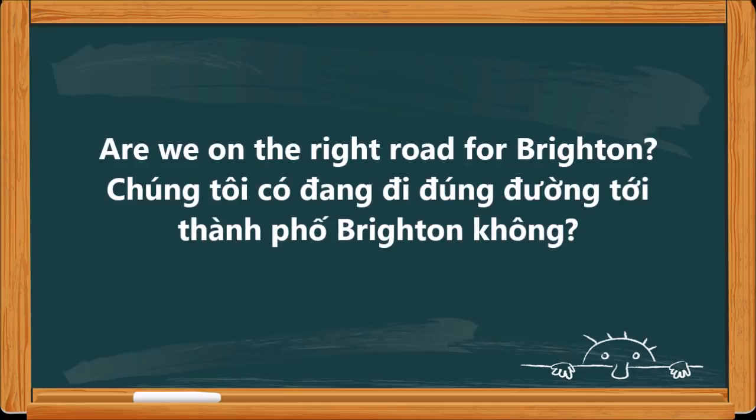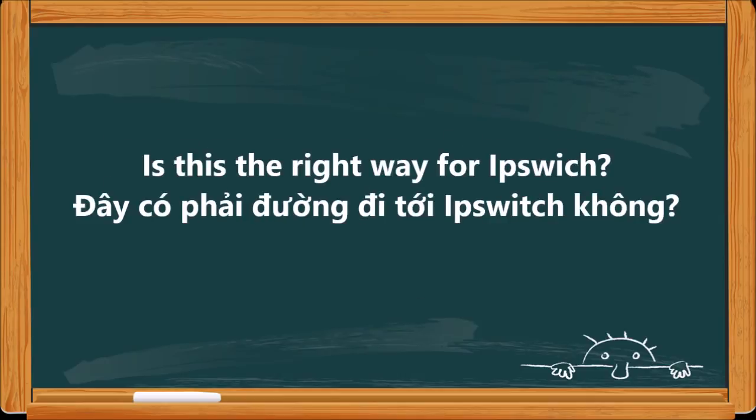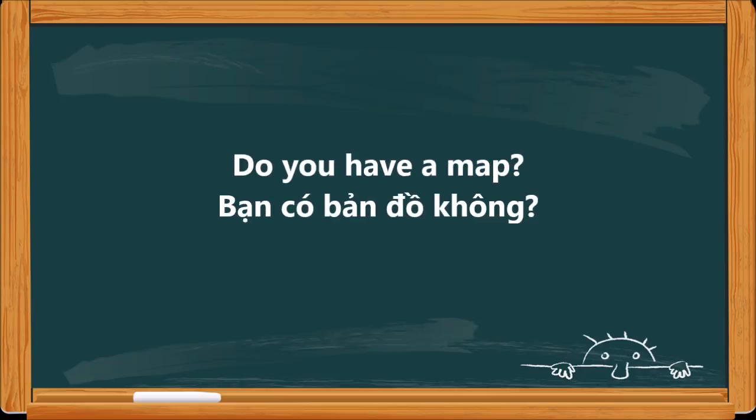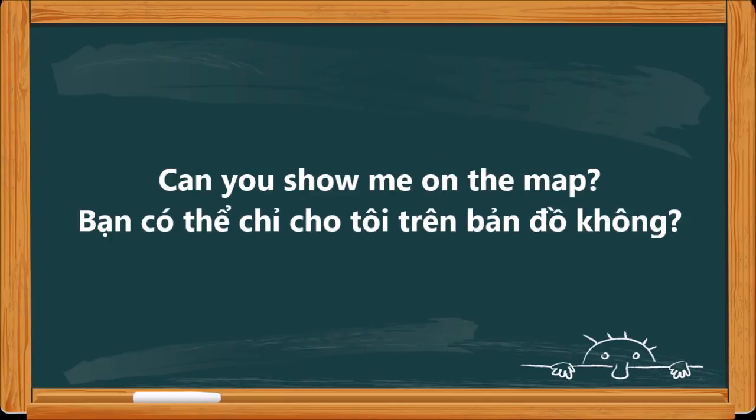Are we on the right road for Brighton? Is this the right way for Ipswich? Do you have a map? Can you show me on the map?